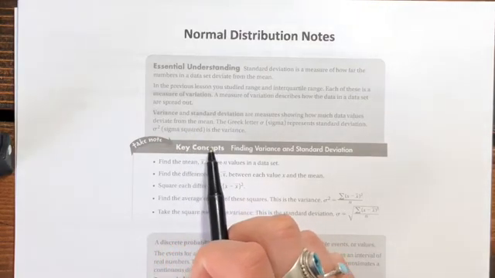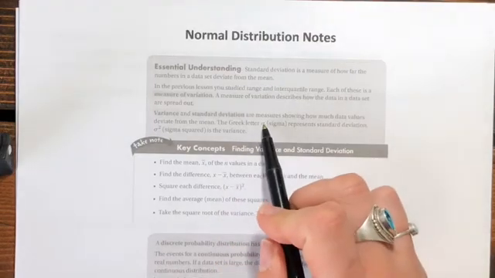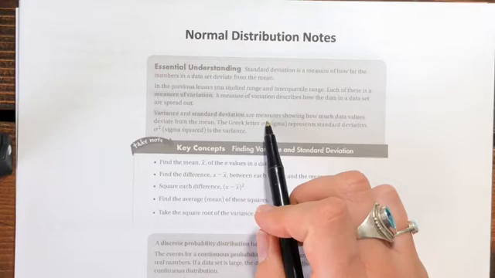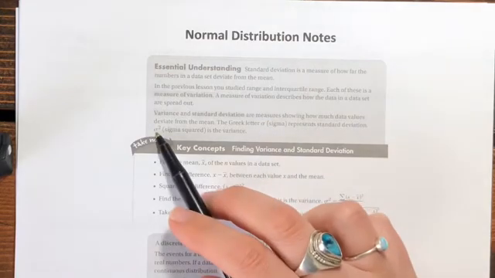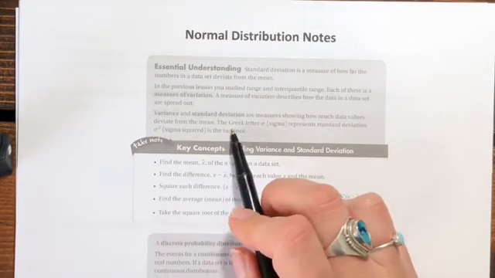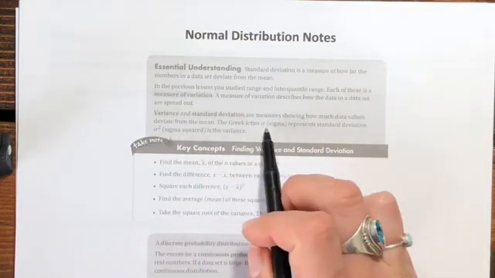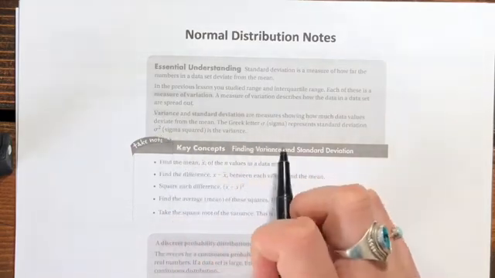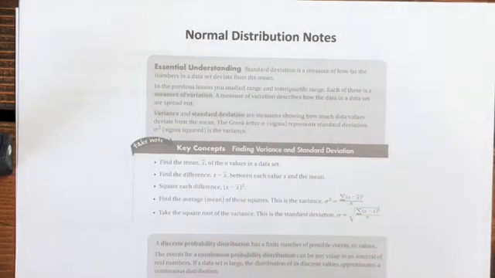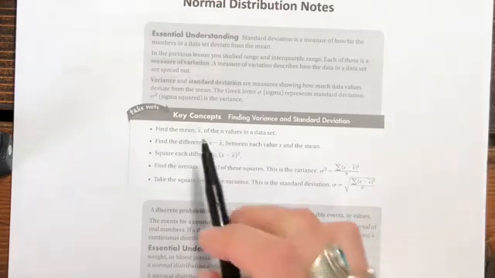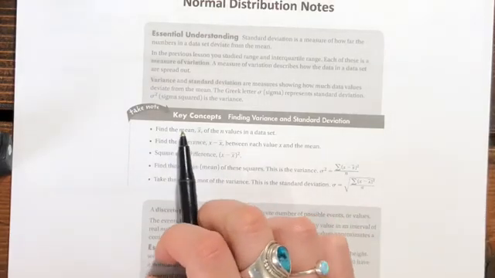And we use the little Greek letter sigma to represent them. So sigma by itself is the standard deviation, and sigma squared represents the variance. So you'll see these symbols quite a bit throughout our statistics unit, and we will be learning how to find those today.